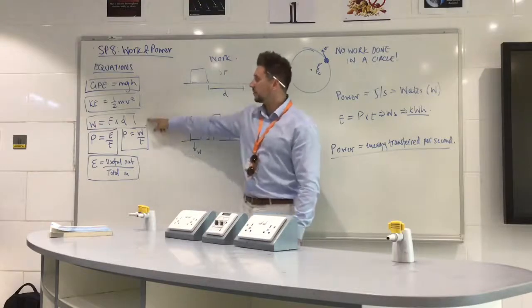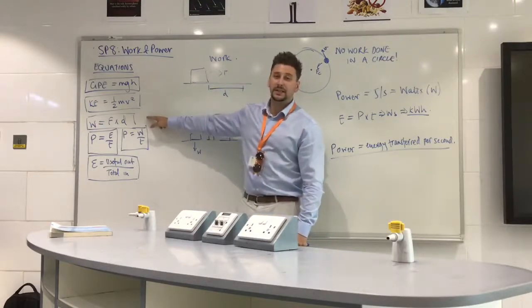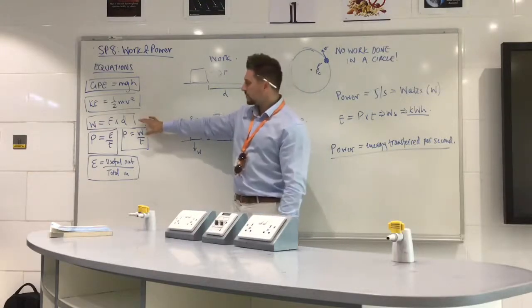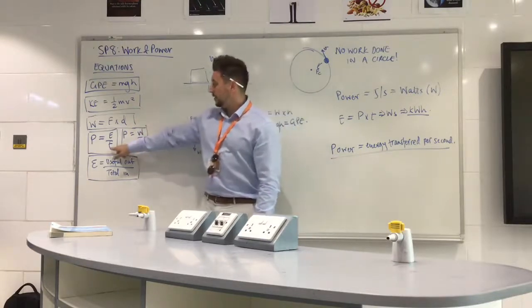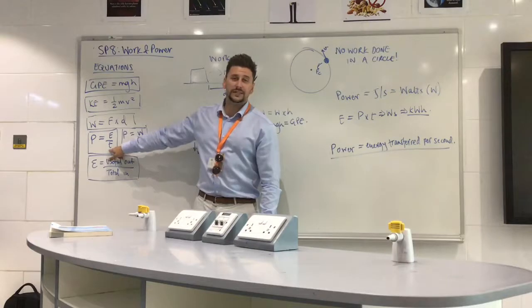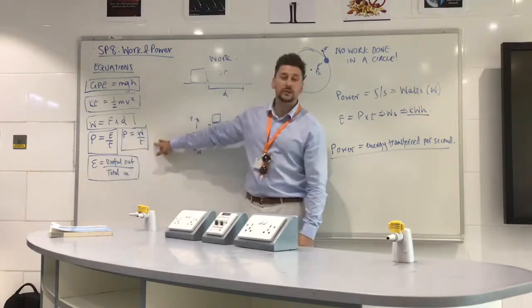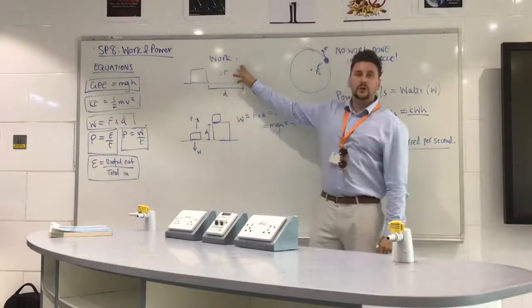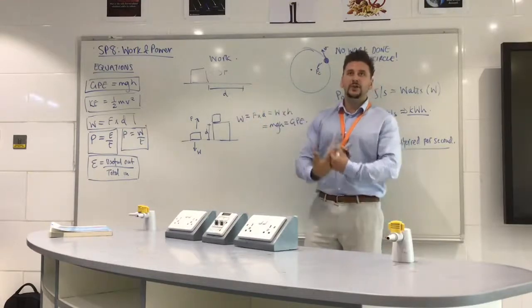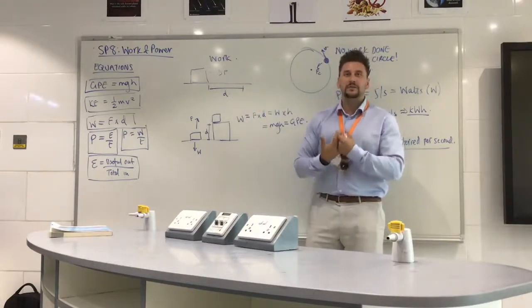8 and 9. So this chapter specifically is about work done, the equation for which is force times distance, and power, which is energy divided by time, or work done divided by time. So what that means is, the work done on an object is the energy transferred to the object by force.